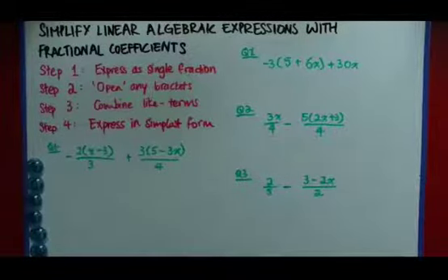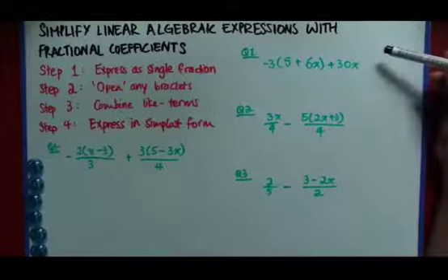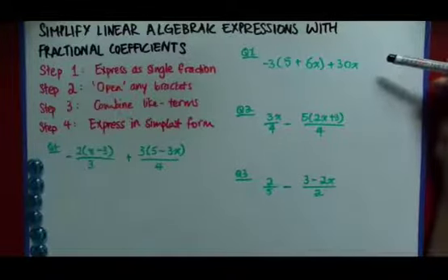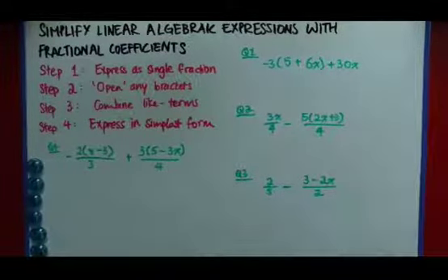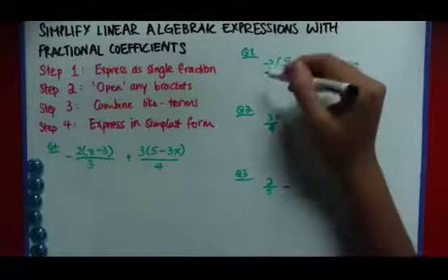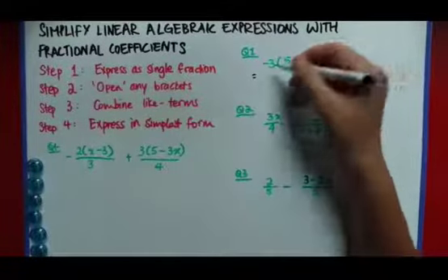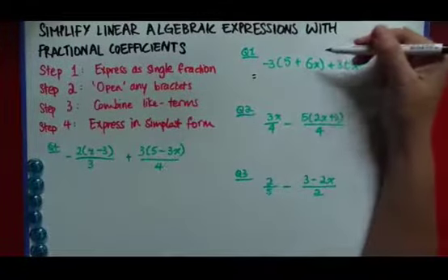Okay, so let's start with some examples. For the first question, it's not a fractional coefficient kind of question. I just wrote it here just to get you guys warmed up. So if you're not dealing with questions with fractional coefficients, you pretty much just ignore step 1, but the rest of the steps are the same. First step, open up any brackets. So here I have minus 3 multiplied by 5 plus 6x.